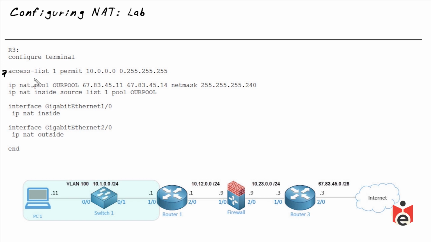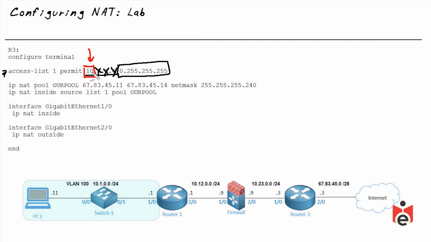We're going to create access-list 1, which is an example of a Cisco standard access list, and we're going to use permit 10.0.0.0 with a wildcard mask of 0.255.255.255. Effectively, for a wildcard mask, wherever there are ones, that means we don't care about those respective bits in the IP address.